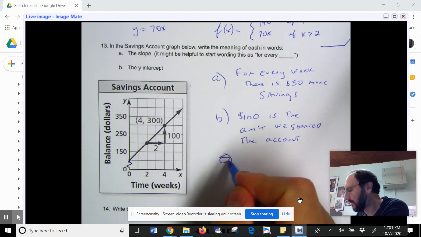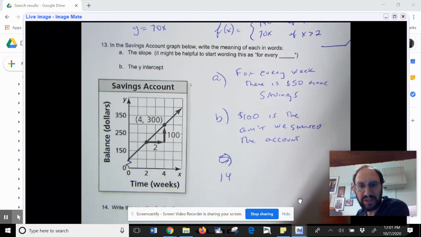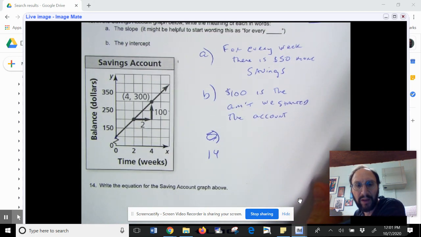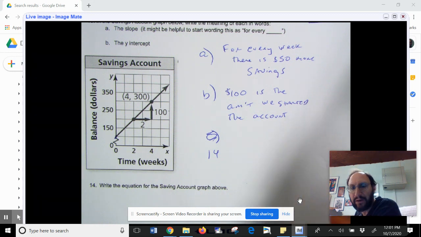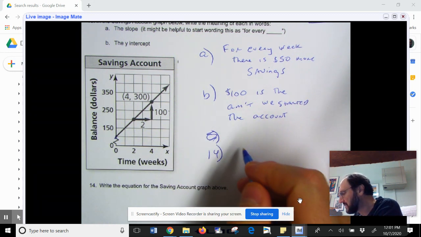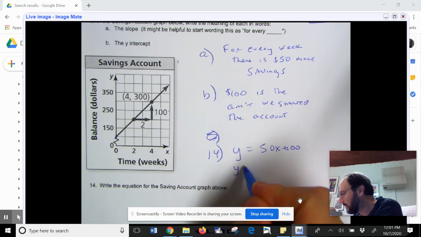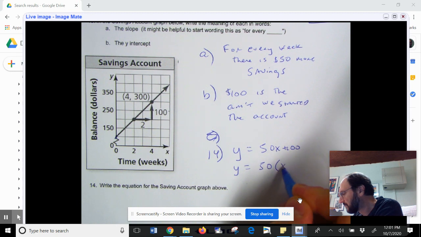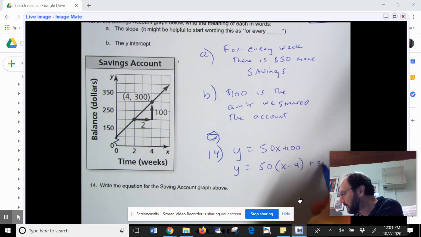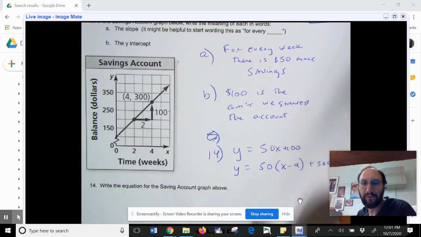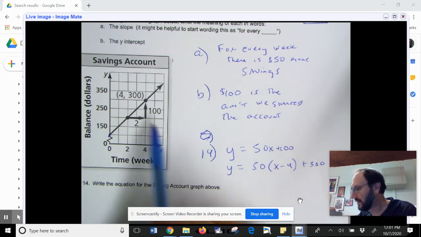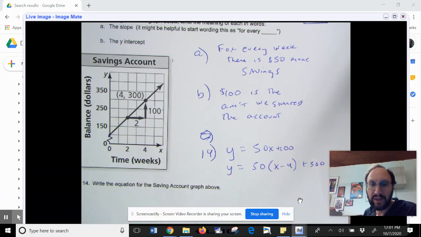Okay, and the last one is number 14, which is down here, but it's really part of the same problem. Write an equation for the savings account above. There's two obvious choices. One would be y equals 50x plus 100, since we have a y-intercept. If you don't like that one, you can say y equals 50 times (x minus 4) plus 300 in slope-intercept form. You could do that because we got a point at 300, showing how much we have at week 4.